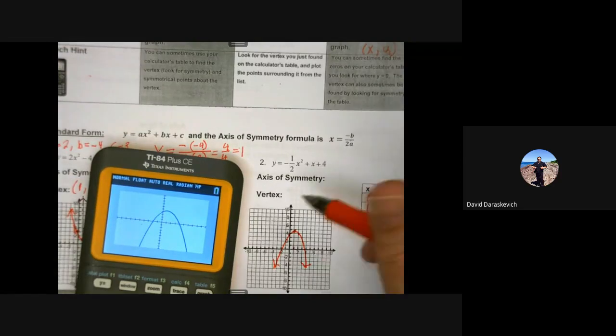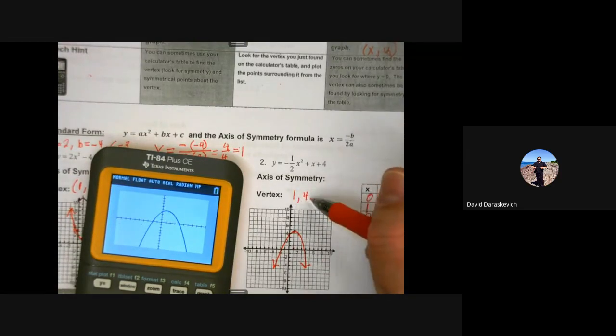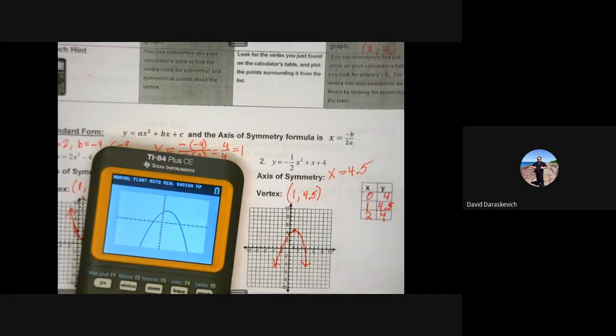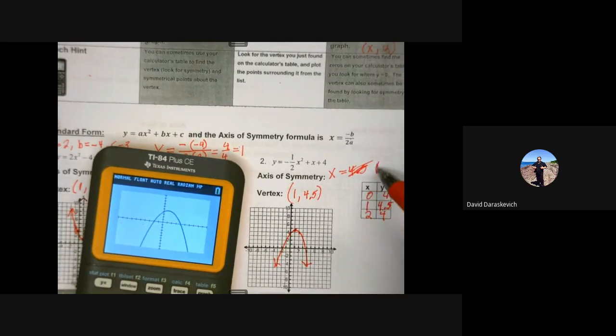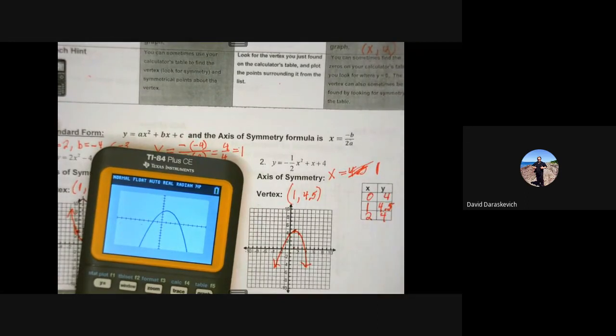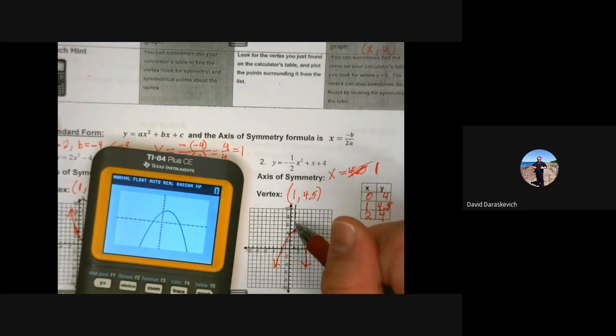My vertex was 1, comma, 4.5. Axis of symmetry was x equal 4.5. Oh, I'm sorry, x equal 1. That's the y value. Here's my axis of symmetry.